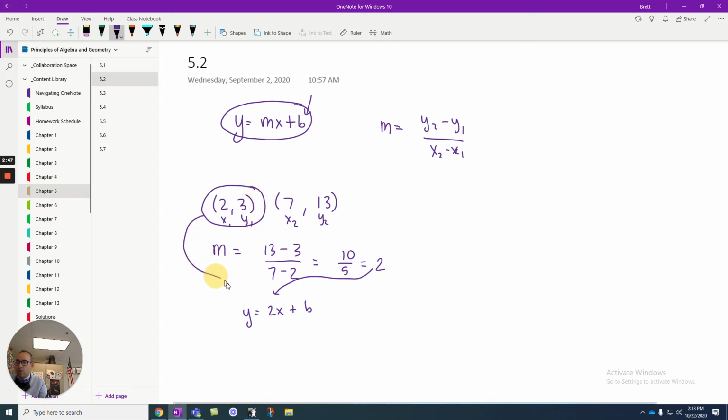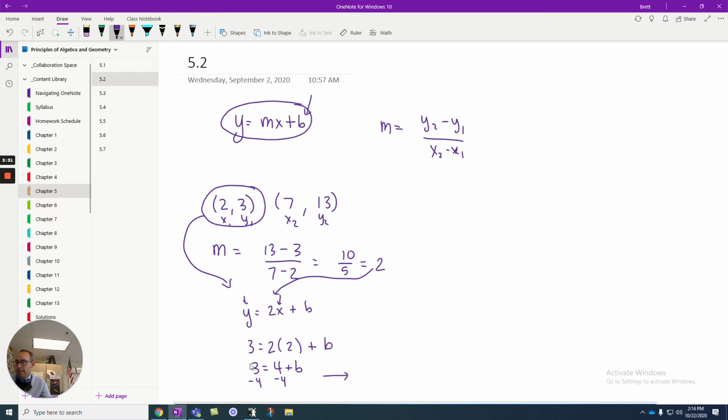It doesn't matter which one. And we are going to plug them into this semi-built equation. The y value from this ordered pair is 3, equals 2 times the x value from this ordered pair, which is 2. So you can see how I'm putting 3 in for y and 2 in for x, and I get plus b. I do not know what b is, but 3 equals 4, because 2 times 2 is 4, plus b. And if I want to get b all the way alone, all I have to do is subtract 4 from both sides.